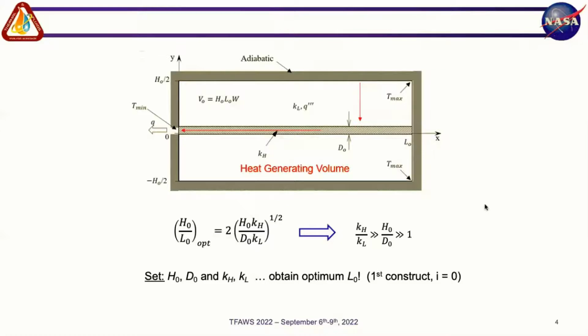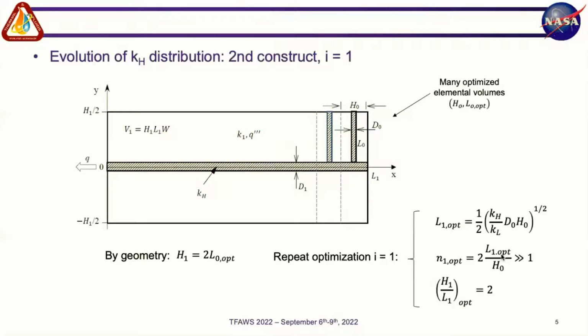This geometry that I showed here is identified by us as the first construct, and that is the construct with i equal to 0. This is the base construct from which I'm going to build my domain. How do we build it? Well, remember, we started with this domain generating heat, and we asked ourselves, how do we distribute the high thermal conductivity material to optimize the cooling process? And then we said, well, put a strip of high thermal conductivity right in the center. That then builds my first construct.